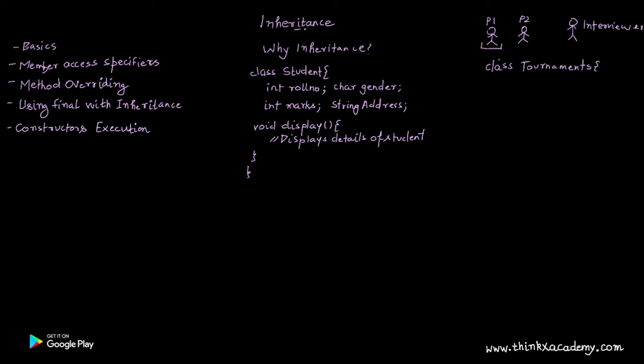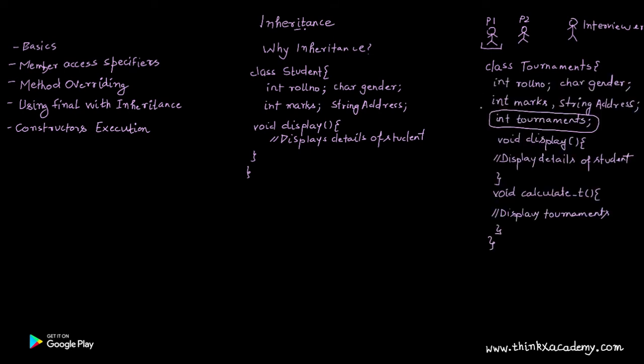So what he does is he simply writes all of these functions as they are here, and he adds the extra feature to it. So let me just write the whole program here. As you can see in this code, we have all the members which were also available in this class student, and we have an additional member in tournaments here. We have the void display function which was also there in the student class, but in this class we have an extra function which is calculate t.